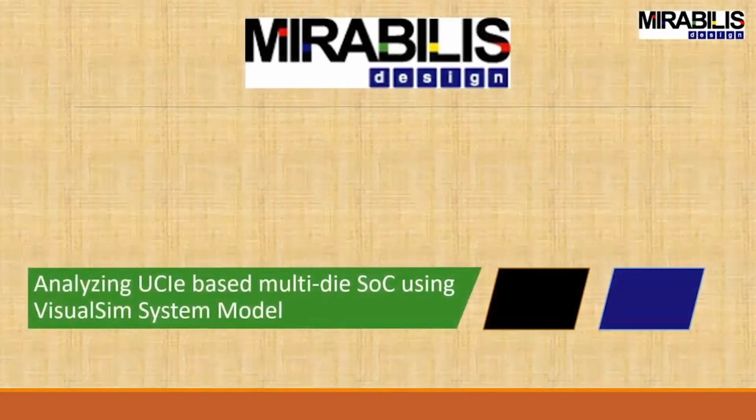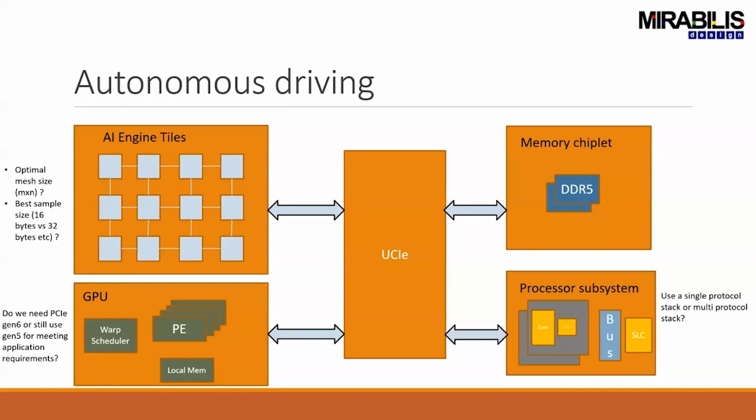Let's analyze a UCIe-based multi-die SoC. So let's take the example we looked at earlier, which is autonomous driving. For example, some of the things we might be looking at are, what's my optimal mesh size? It could be 16 bytes versus 32 bytes for the data size.